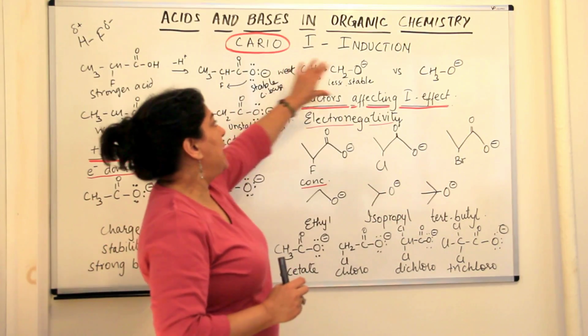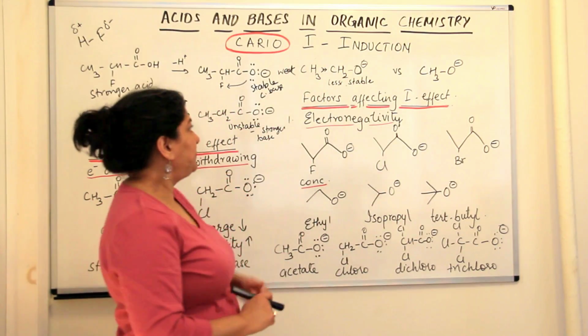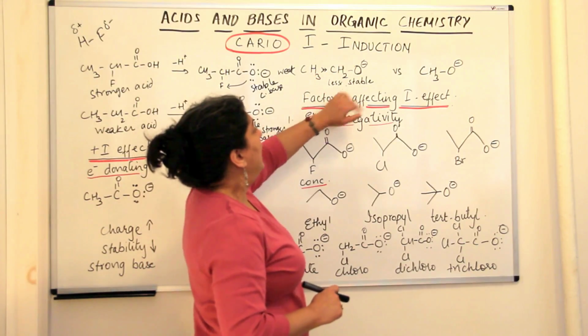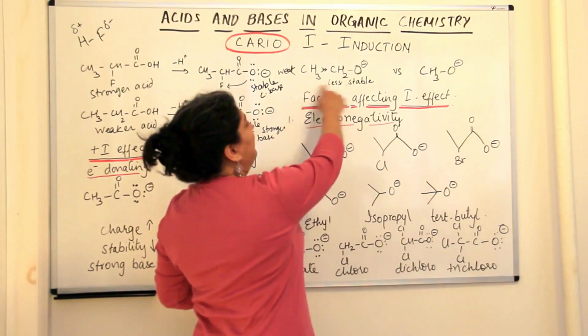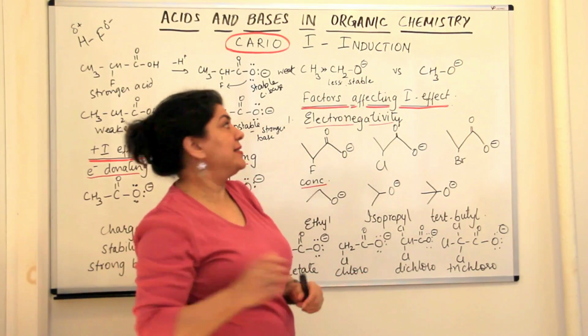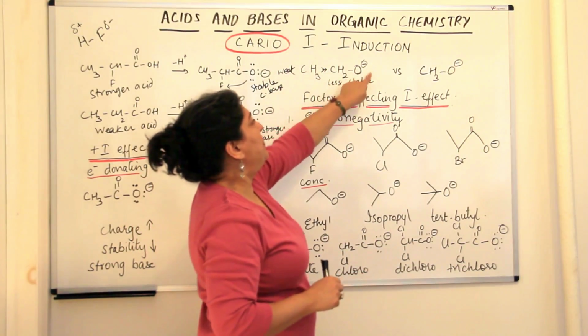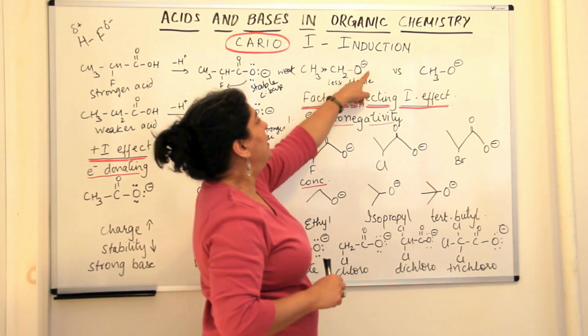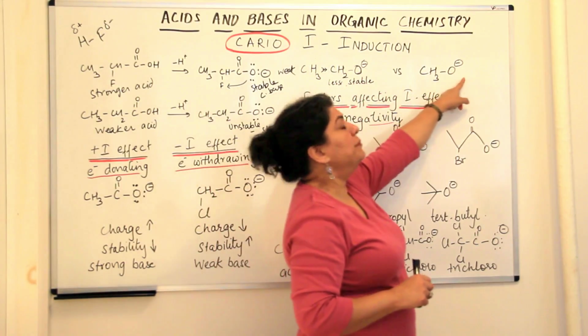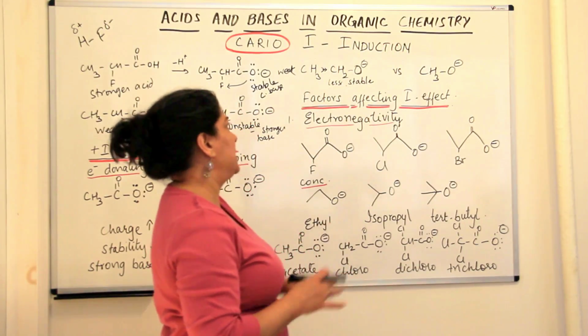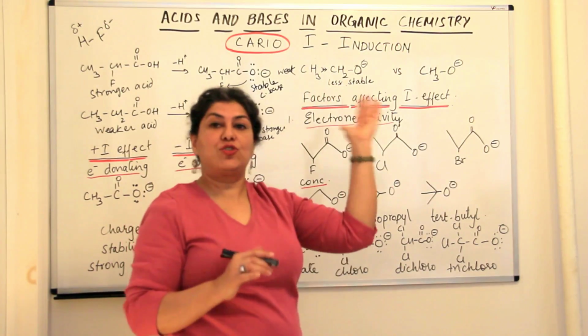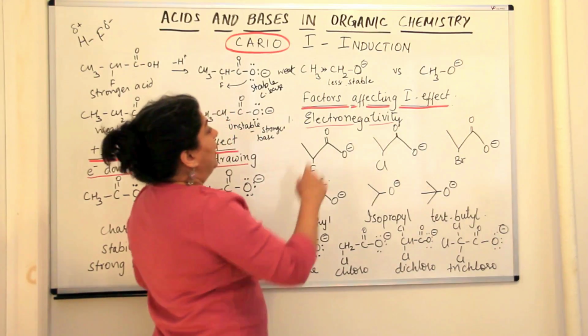Let us take this example and see how it affects. This is the ethyl group, and this is the methyl group which is attached to the oxygen. And I've written only the conjugate bases now. As we know, if I put an H positive, this would be ethanol and this is methanol. These would be the acids from which the conjugate bases have been made. And I'm going to compare the conjugate bases to understand the acids too.